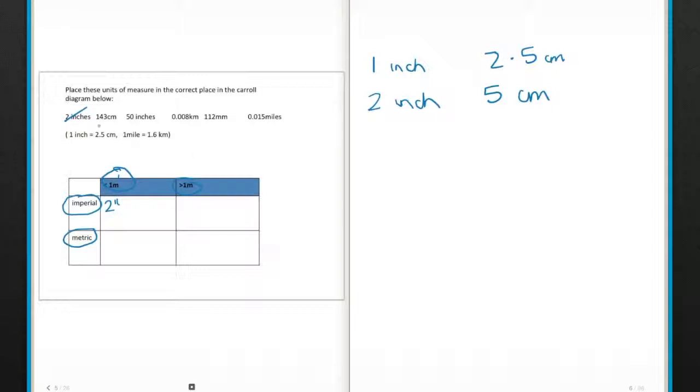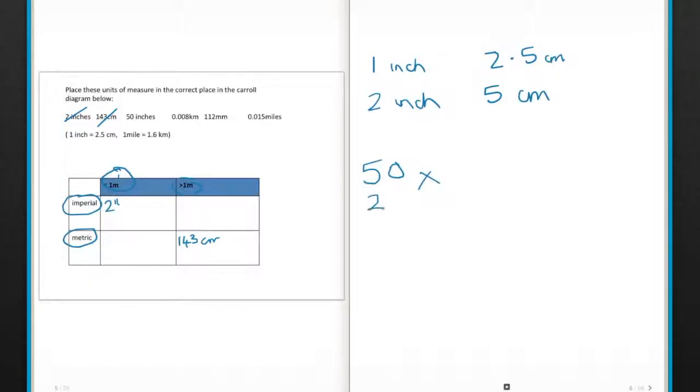The next one is 143 centimetres. A metre is 100 centimetres, so this is definitely bigger than a metre, and it's metric. The inches, well, that's obviously imperial, but is it bigger or smaller than a metre? Well, 1 inch is 2.5 centimetres, so 50 inches is 2.5 times 50.